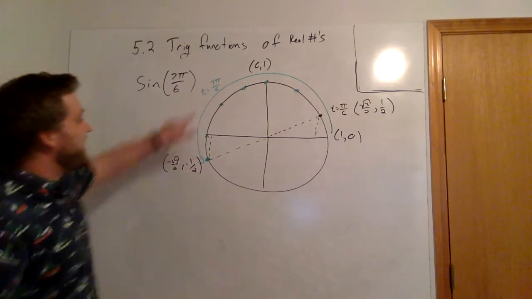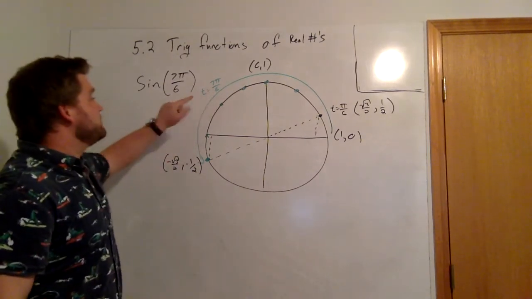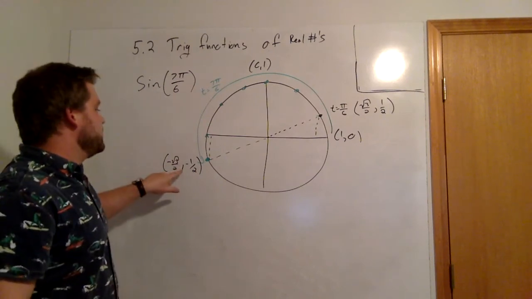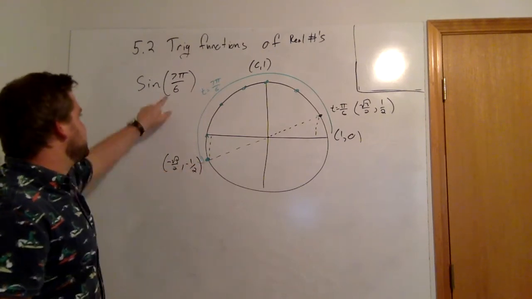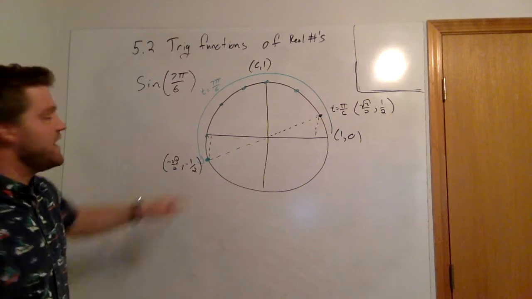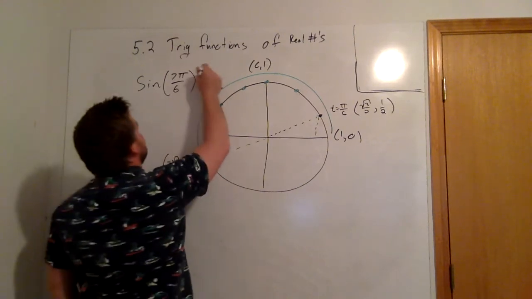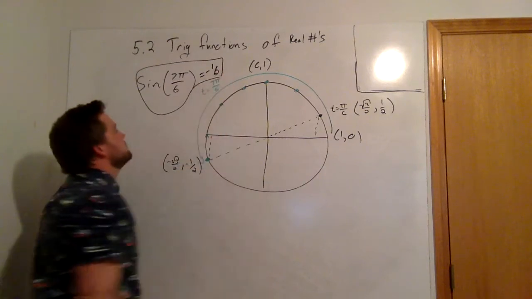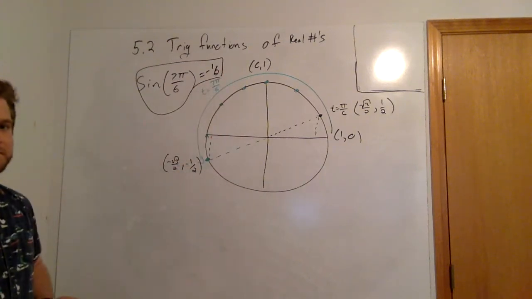So if I want to know what sine of 7 pi over 6 is, what it's asking for is I just want to know what is the y coordinate for the terminal point. In this case, the y coordinate will be negative 1/2. So our answer to the problem is negative 1/2. Okay. Let's do another example.